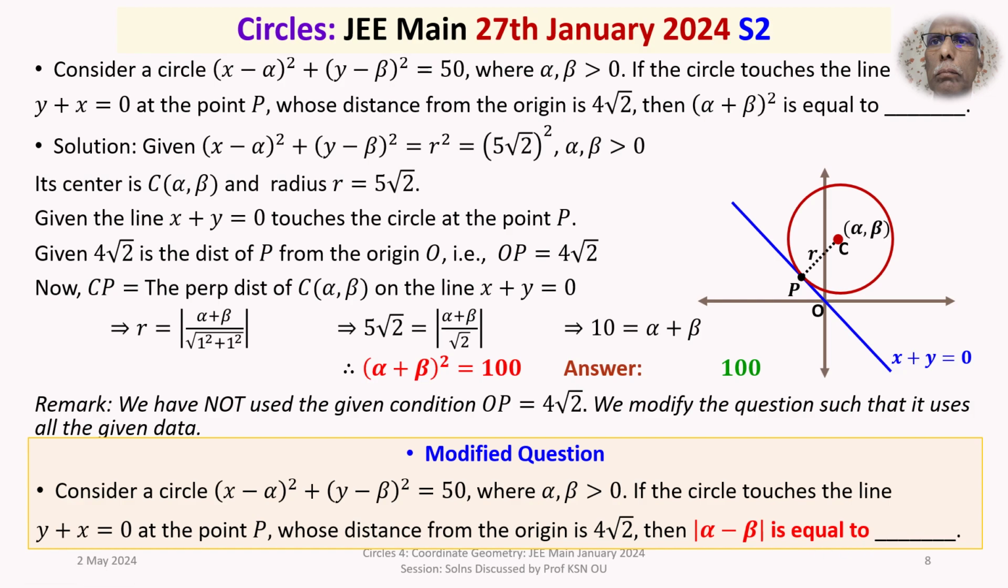It is left as homework to you. Please work out this problem and write your answer in the comments. So what is the answer for mod of (α − β)? We will solve it. Please write your answer in the comments. So that is the discussion of this question. We will move to the next question.